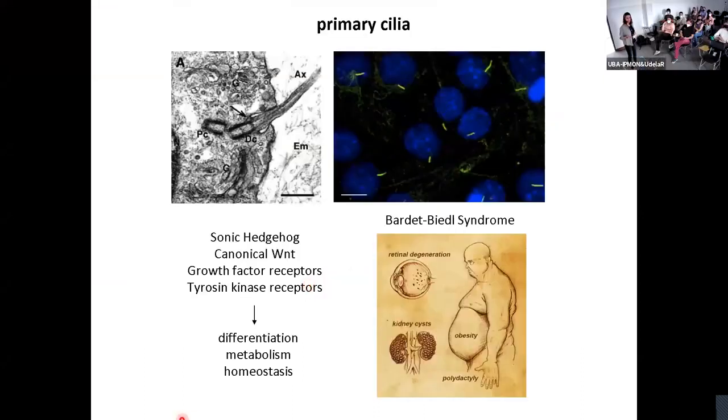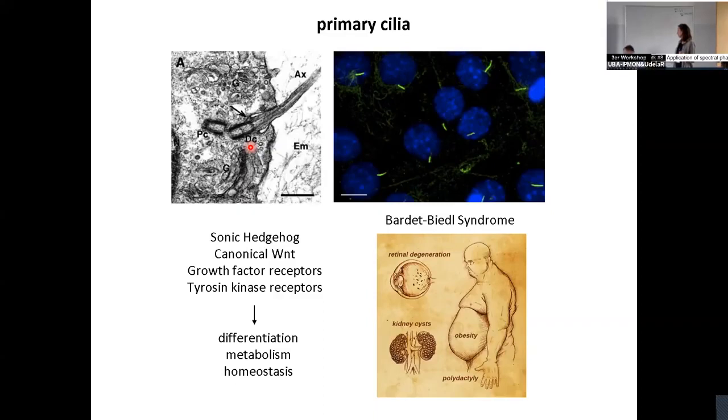First of all, in our lab, we work on primary cilia biology, studying how it is formed and how it functions. Primary cilia are organelles present in almost every cell in the body. They host a lot of receptors and associated signaling pathways that influence many processes within the cells and the organism, such as differentiation, metabolism, and homeostasis.